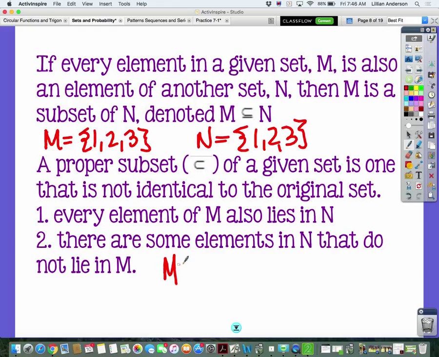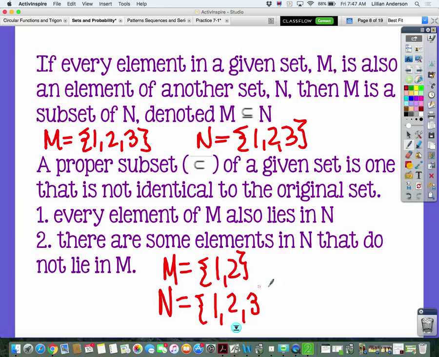So what does that look like? Well, let's say that M is a set that has 1 and 2, and N has the elements 1, 2, and 3. M would be a proper subset of N. It'll be a proper subset of N because every element of M lies in N. So 1 is in N, 2 is in N. However, there are some elements in N that do not lie in M. That element would be 3. 3 is a part of N, but it's not in M. So that's a very basic example of a proper subset.